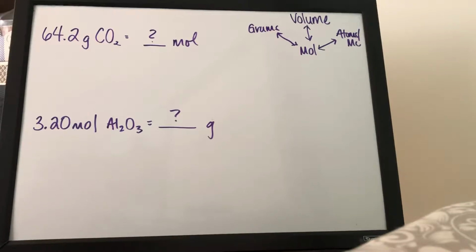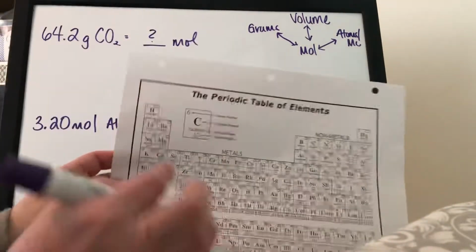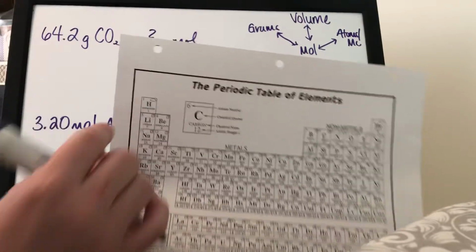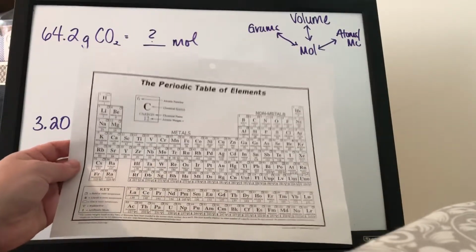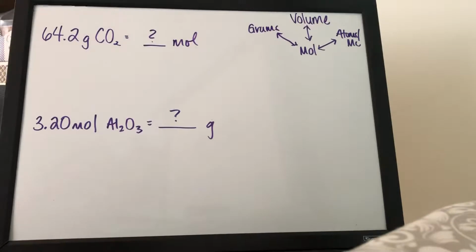So for example, lithium, which has an atomic weight of 7, has a molar mass of 7 grams per mole, meaning 1 mole of lithium weighs 7 grams. If you have a compound, then you have to add up the molar masses to get the mass of 1 mole of the compound. And we'll see that in my example. Okay, so let's say this is my problem. 64.2 grams of CO2 is equal to how many moles?